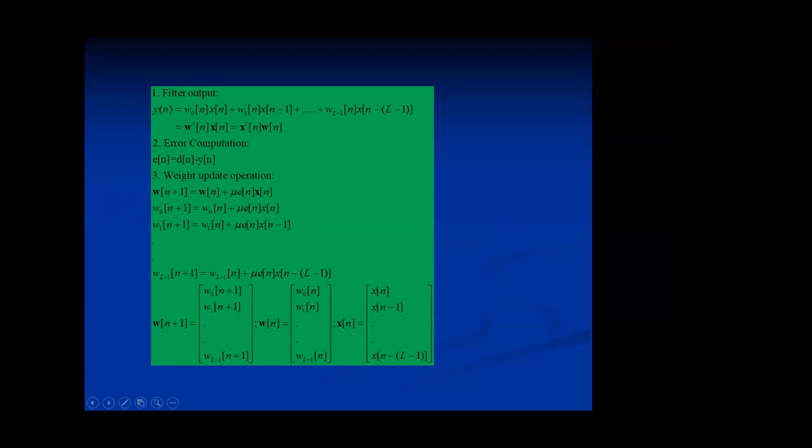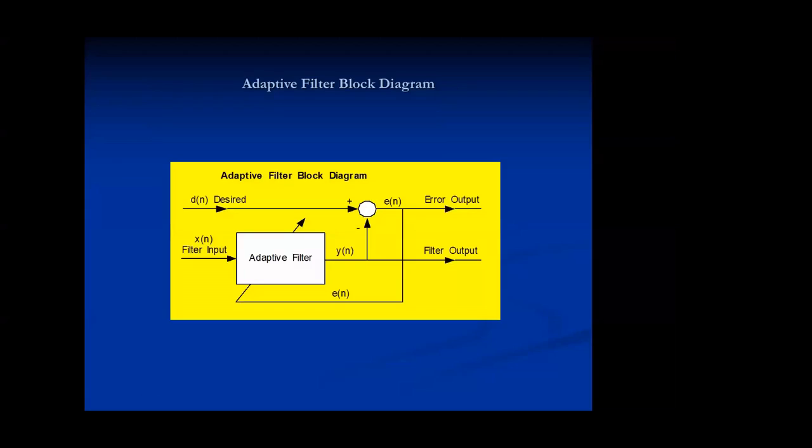Now, these weights will be updated from iteration to iteration. After a few iterations, the error becomes almost 0. Then the filter converges. So, you see the overall block diagram of the adaptive filter. We will have some desired signal, then the input which we have received passes through the adaptive filter, we will get some output. We will subtract it from the desired signal to get the error. This error we are going to use to vary the filter weights.